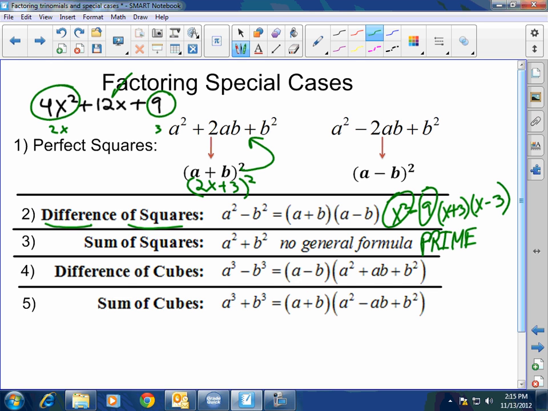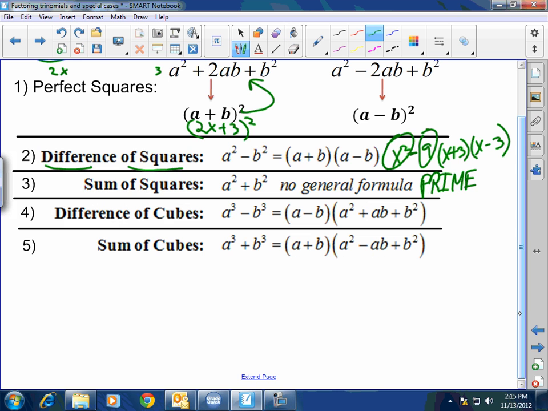Now, last two. Difference of cubes and sum of cubes. This is important. So the difference of cubes, a cubed minus b cubed, is going to equal a minus b times a squared plus ab plus b squared. Now, that looks like Chinese, because I forgot to tell you one important thing, and very rarely do I see books tell you this. You have to first find the cube root of the first and second term. Now, let me explain what I'm talking about.